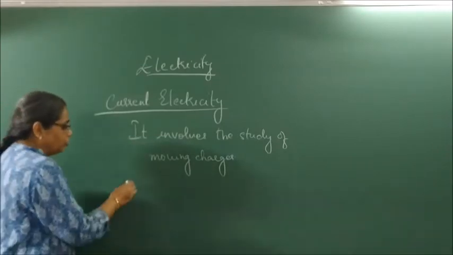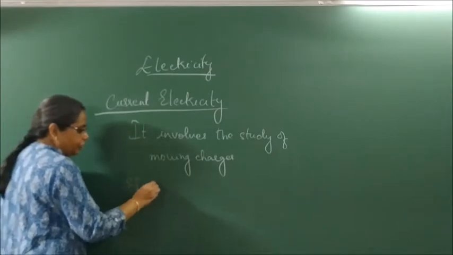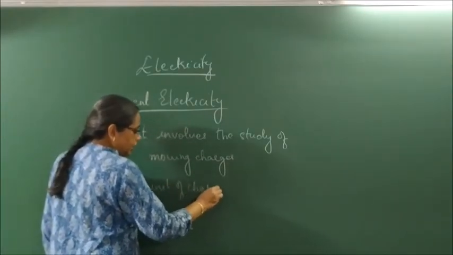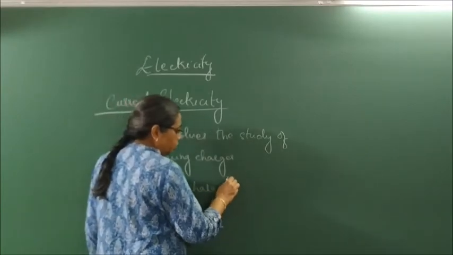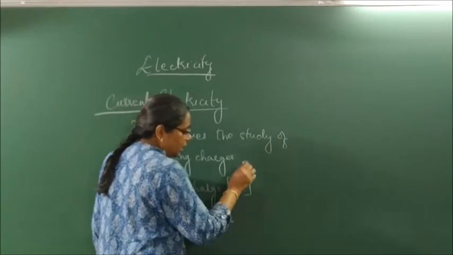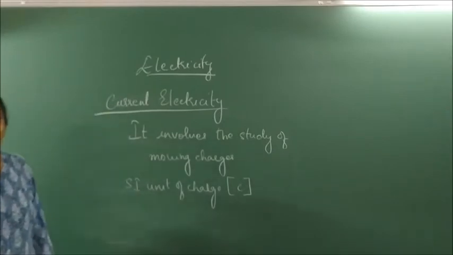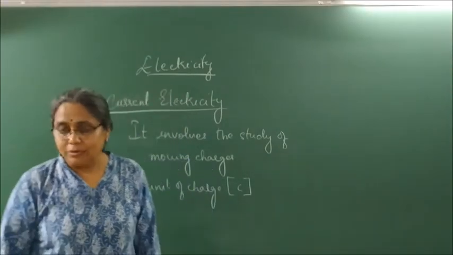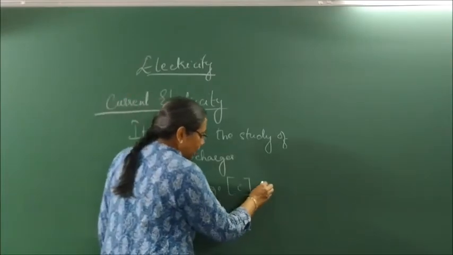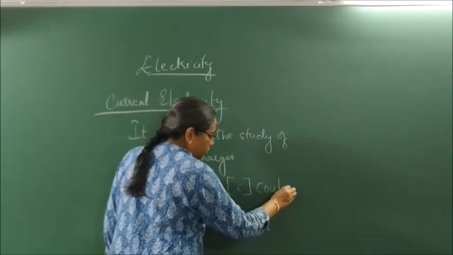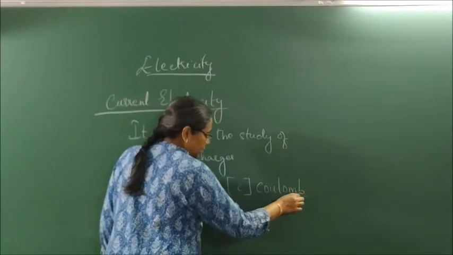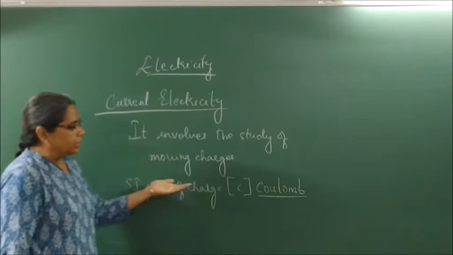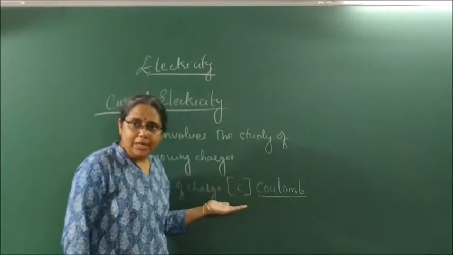Now, when you talk about charge, we need to measure the charge, isn't it? So we need to know the SI unit of charge. How is charge measured? The SI unit of charge is coulomb, and it is denoted as C. So you write coulomb like this. This is how coulomb is written.